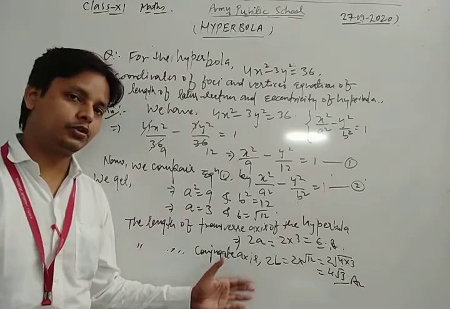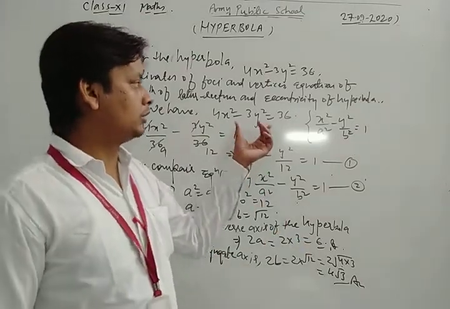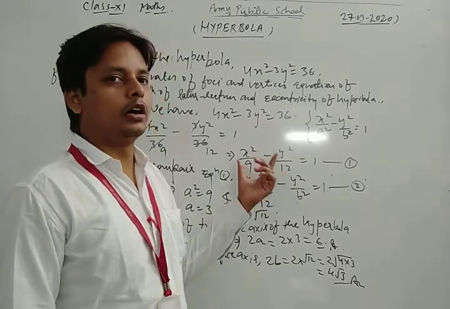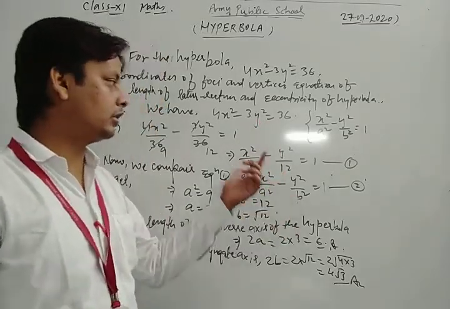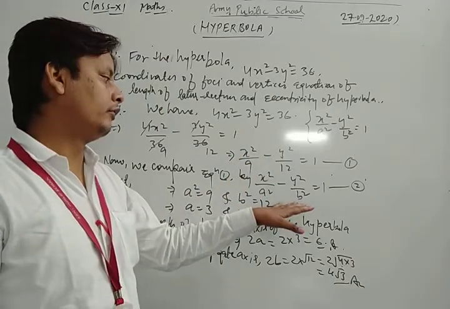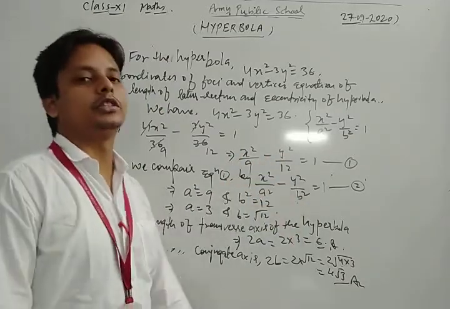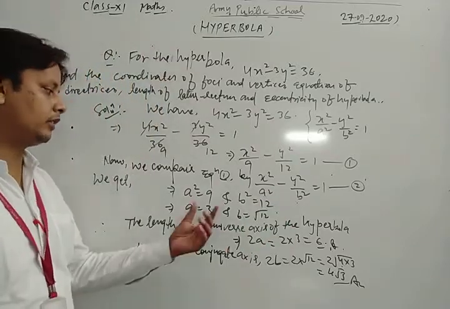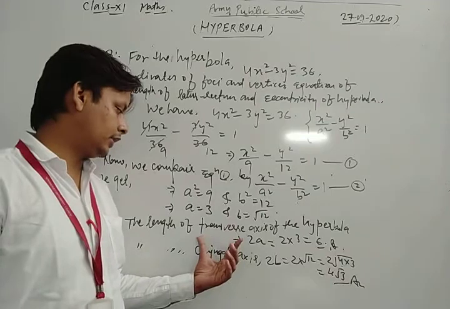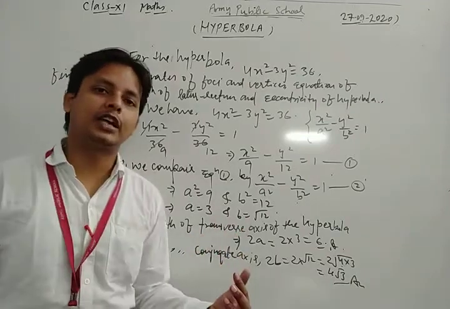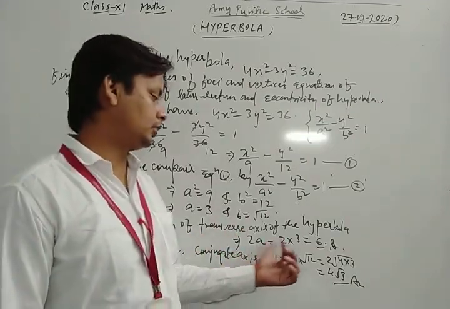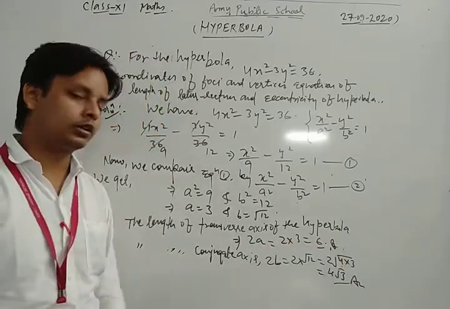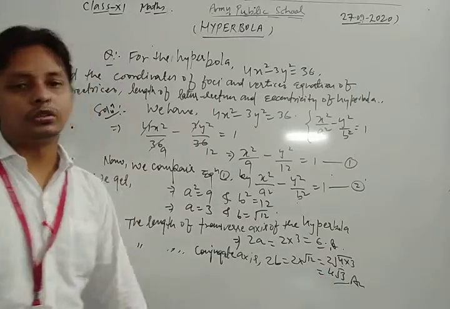Thus, dear students, in this way first we convert the equation of the hyperbola into its standard form. After that, we compare the given equation with the standard equation of the hyperbola, which is x square upon a square minus y square upon b square is equal to 1. After that, we get the values of a and b. Now, in this way, the length of the transverse axis of the hyperbola is 2a, so here we apply the formula 2a, that is 2 into 3 is 6, and the length of the conjugate axis is 2b, that is 2 into root 12, which is 4 root 3. Okay.